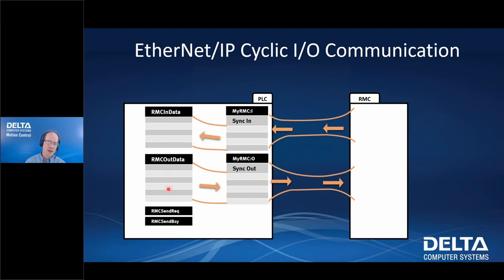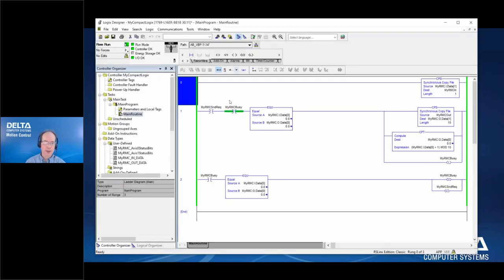So if I want to send data, I put it in the out data, set the send request bit, and while it's sending and waiting for the sync in to come back, it will set the send busy bit. So any other requests in the PLC logic will have to wait while that's busy. So that's what it just imported for me, is these tags plus some ladder logic to take care of the sync register for me.